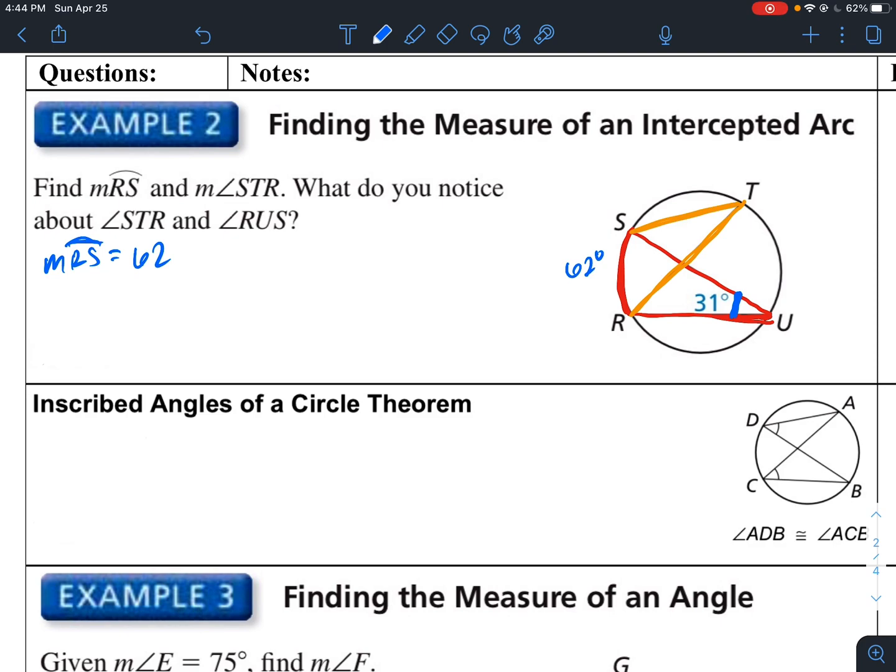Now, because this arc is 62, the measure of angle STR also has to be equal to 31 degrees because you can see that it has an intercepted arc of 62 degrees. So what do we notice about angle STR and angle RUS? Well, they are congruent.